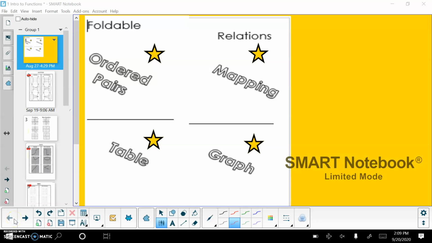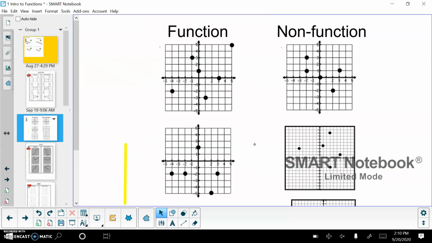Hello, this is our last video for our introduction to functions, and this is going to deal with being able to tell if data represented in graphs are functions or non-functions. And we're going to look at two types of graphs. The first type are the ones where we have individual points plotted on the graph. So here's an example of those.